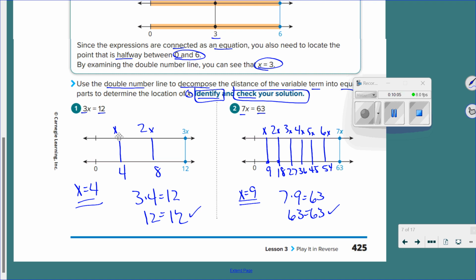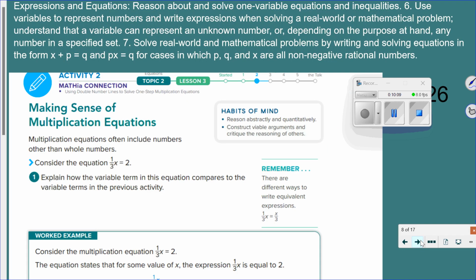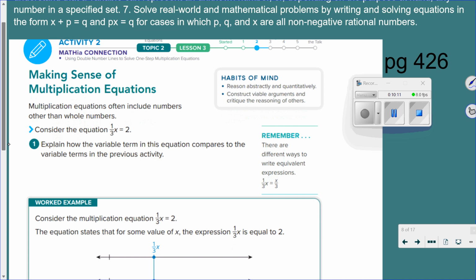And now we're going to switch it up a little bit. Multiplication equations often include numbers other than whole numbers. So if I have the equation 1/3 x equals 2, explain how the variable term in this equation compares to the variable terms in the previous activity. And I'll give you a bonus point if you use proper math terminology.